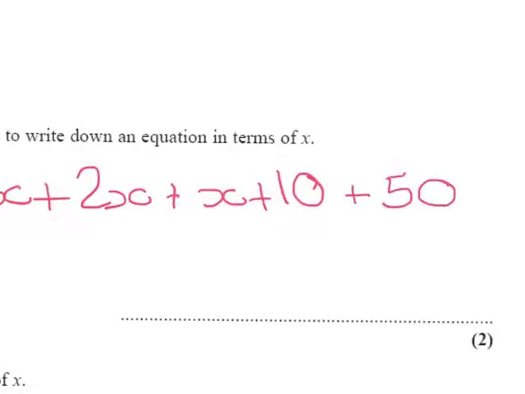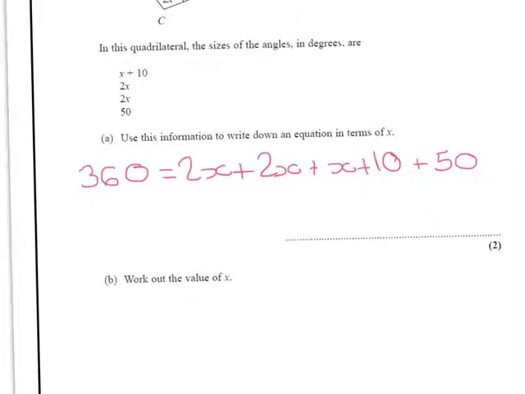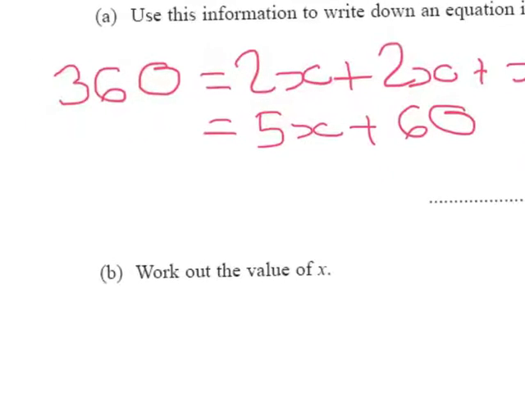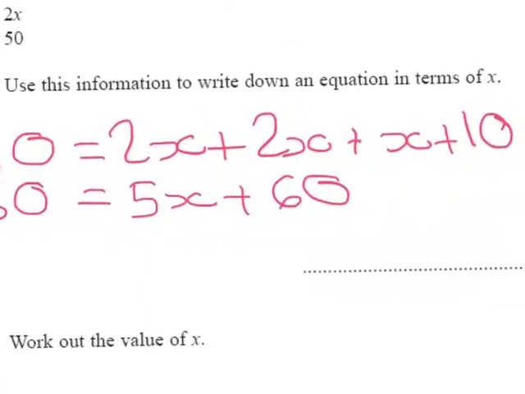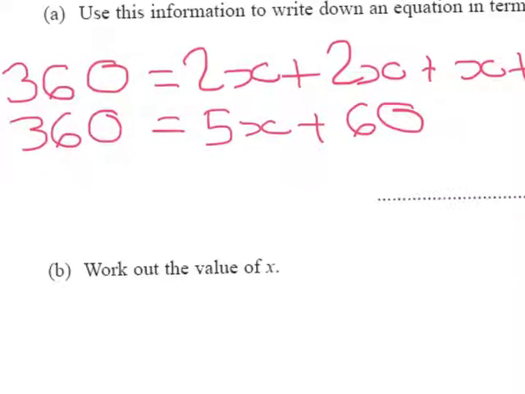Now all we need to do is just simplify that. Okay, so we have 2x, 2x and x, so that is going to equal 5x. We'll put 5x down there, and then we had the 10 and the 50, so that's going to equal 60. Okay, they still equal 360. So that's our equation in x for the angles in the quadrilateral. That's what they're looking for.